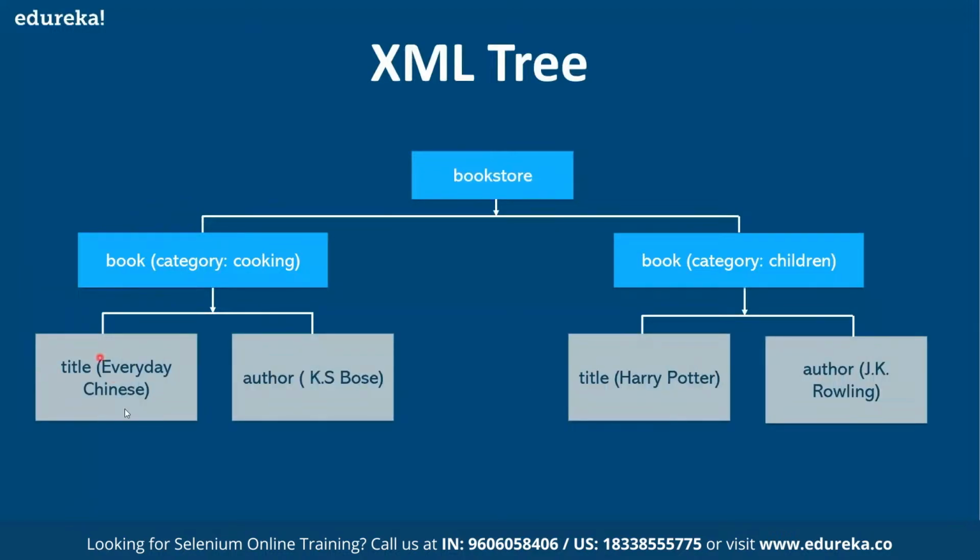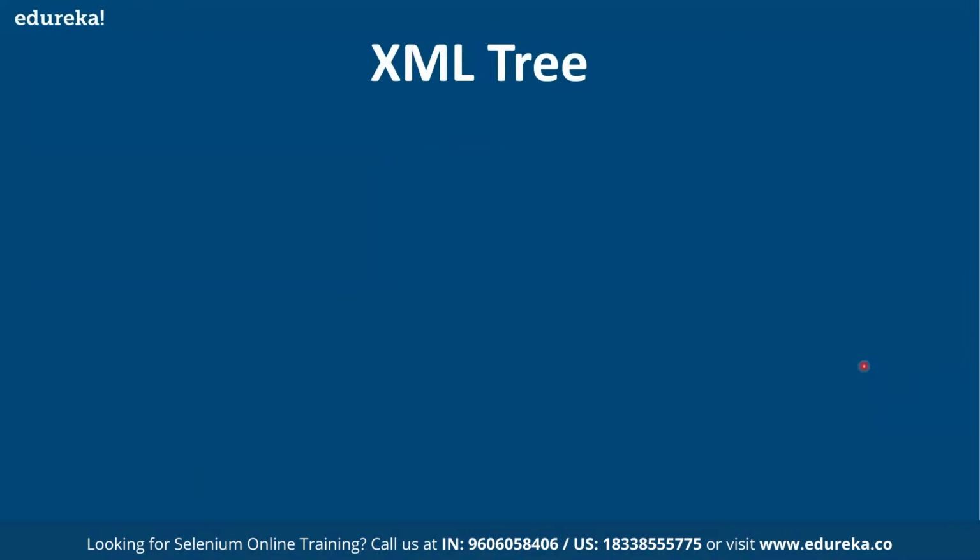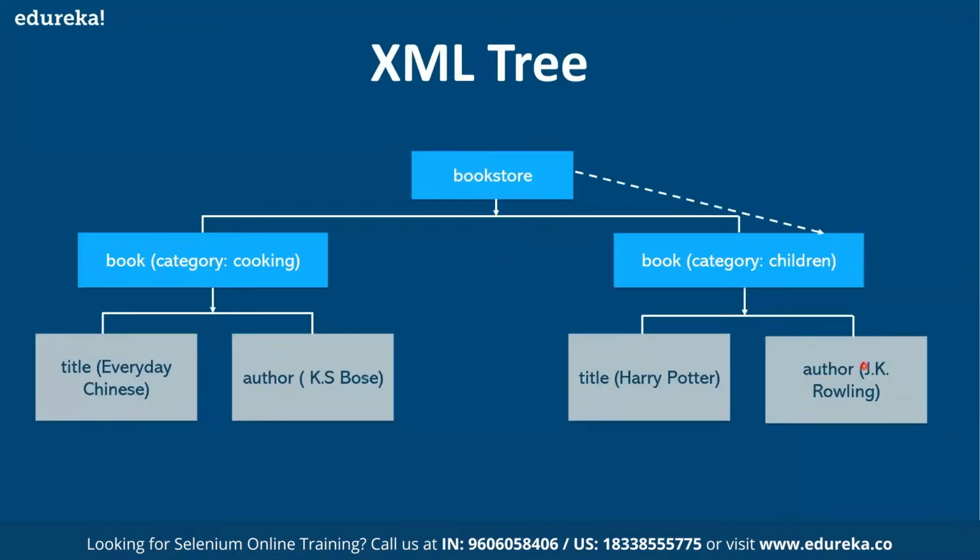For each one of them, title is there and author is there. So if you have to locate J.K. Rowling and you are over here on the bookstore, how will you come? From bookstore, you will come like this. From bookstore, you will come to the children category, and then from the children category, you will go to J.K. Rowling. This is how you will traverse the path.